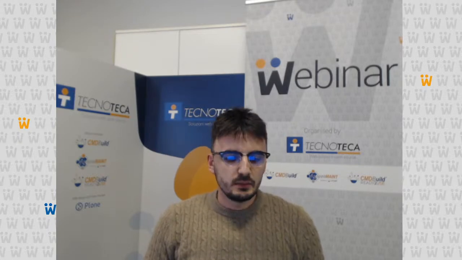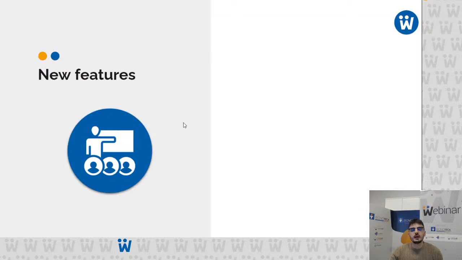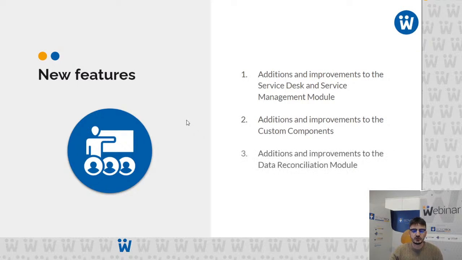So we can start by taking a look at all the new features that have been added to CMDBuild Ready2Use version 2.3. And then later on, we will, of course, go more into depth with every one of them. So first of all, we have additions and improvements to the service desk and service management module. Then we have improvements to the custom components of the application. And then some changes to the data reconciliation module. And lastly, some other minor improvements that we have added.